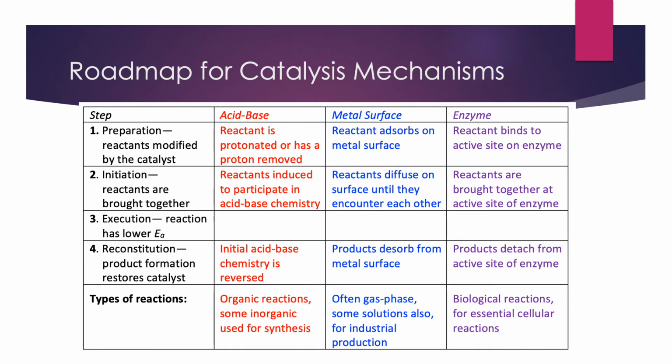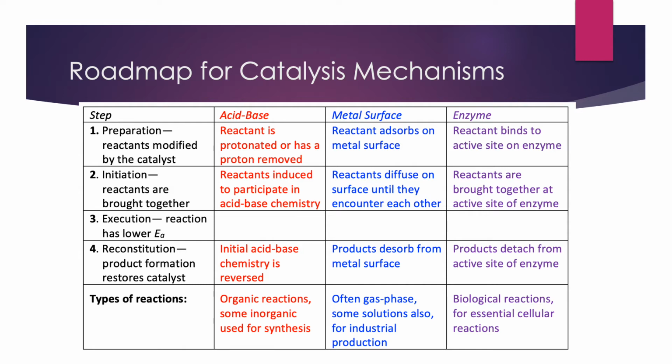These are the things marked in the leftmost column. The first of these is the preparation of the reaction. In this sense, the reactants are modified by the catalyst. This is where a catalyst might form a bond to a reactant, or it might interact with the reactant in another way that basically makes it susceptible for undergoing a chemical reaction. The second step is initiation. This is where the two reactants are going to be brought together so that they can undergo a reaction.